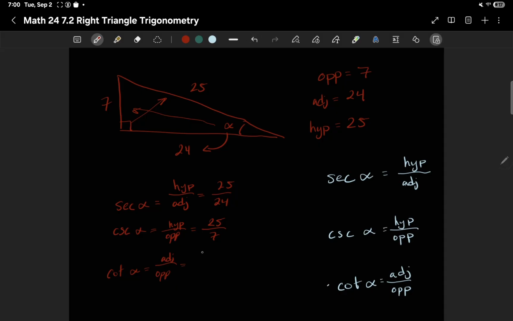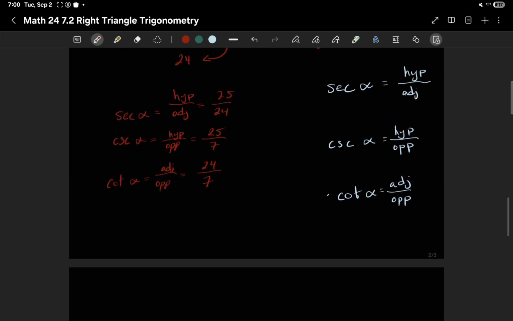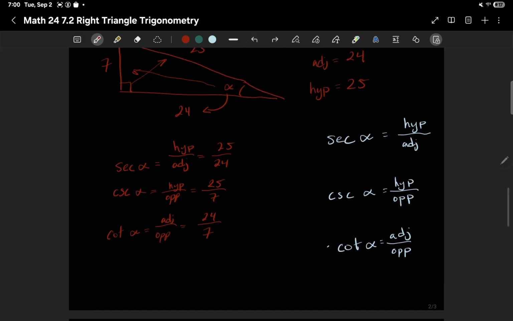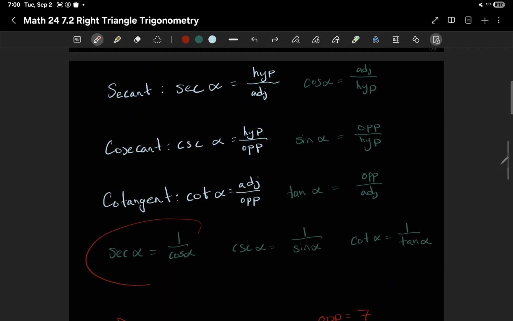And so that will come to 24 for my adjacent side and 7 for my opposite side. And there are my 3 new trigonometric proportions for this triangle. Hopefully that's a bit straightforward. One thing that I will say is I don't memorize these 3 trig functions in terms of their proportions. For me, it's a bit easier to just think of them as the reciprocals of sine, cosine, and tangent.